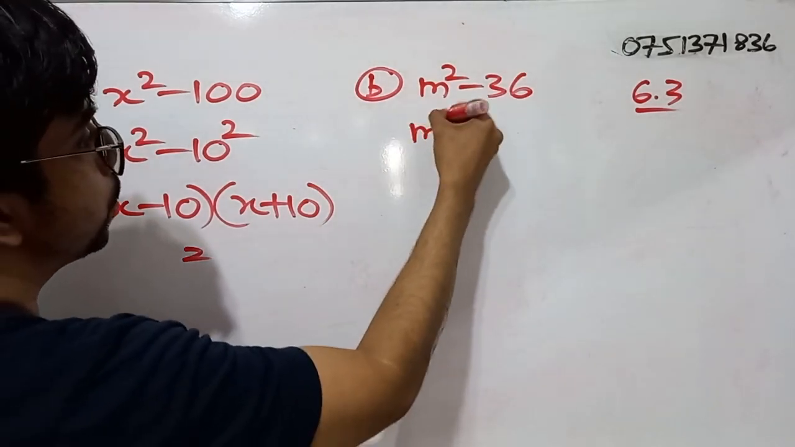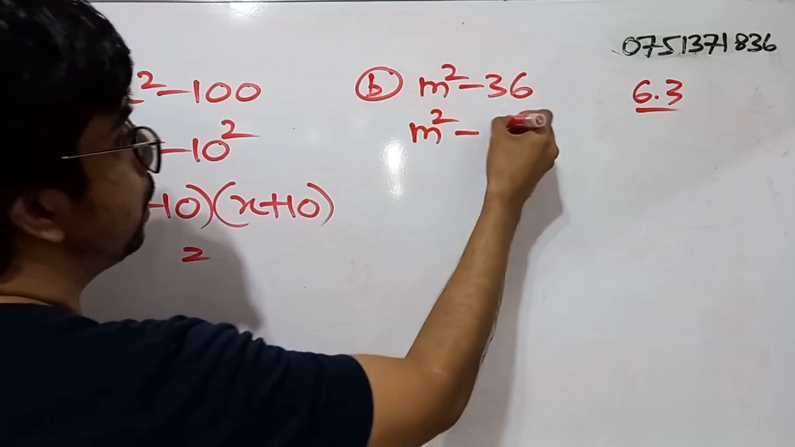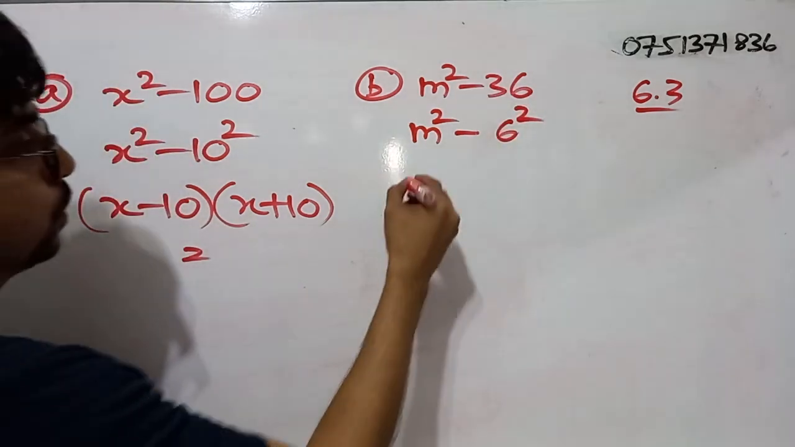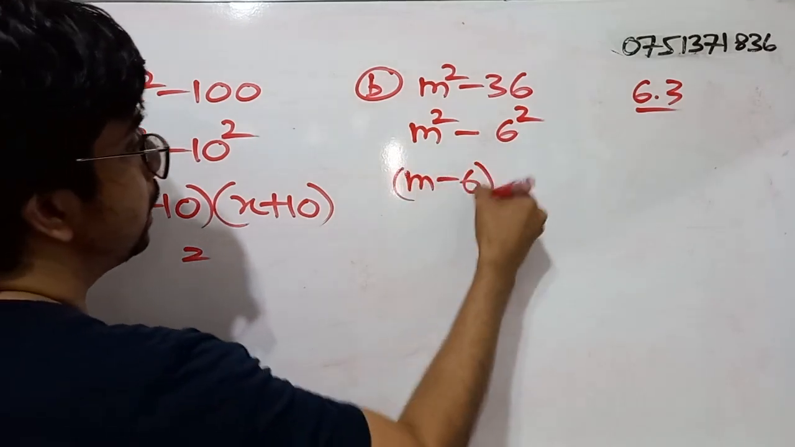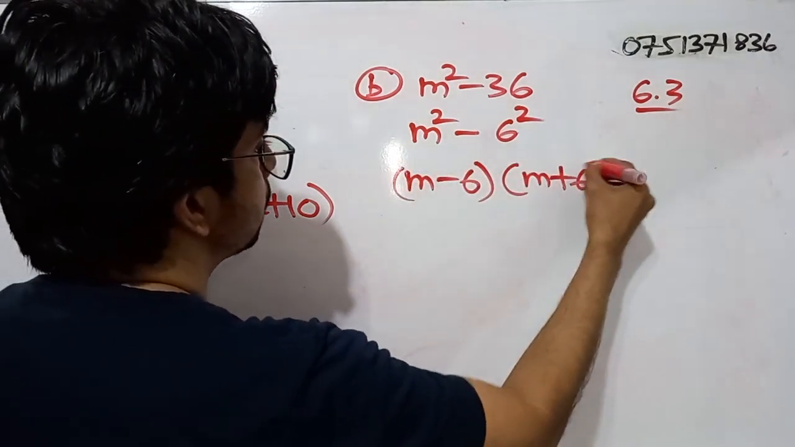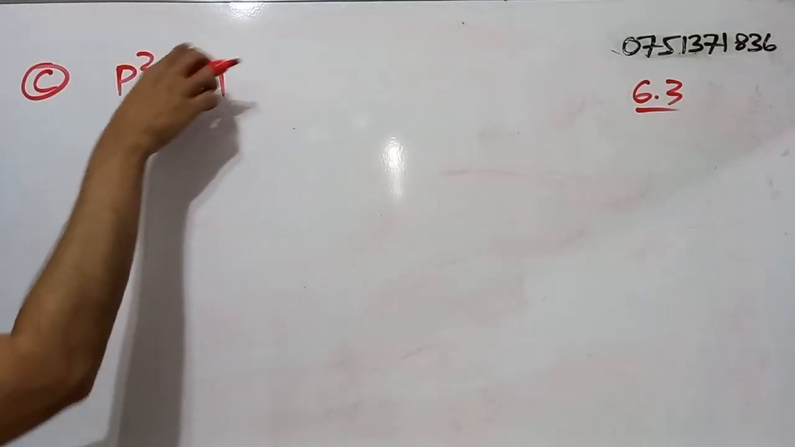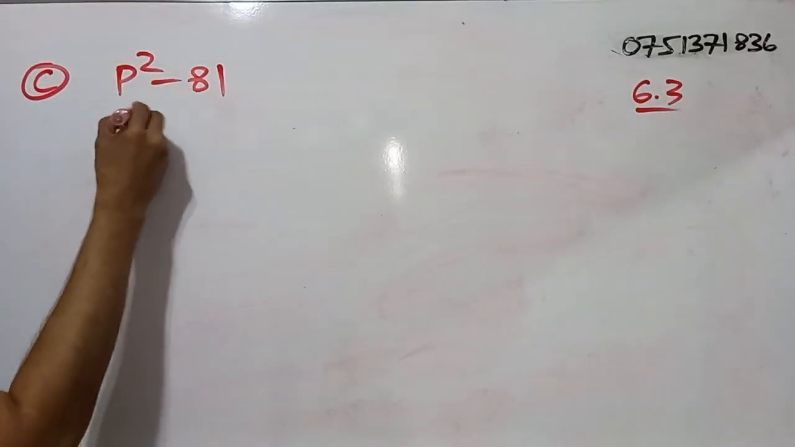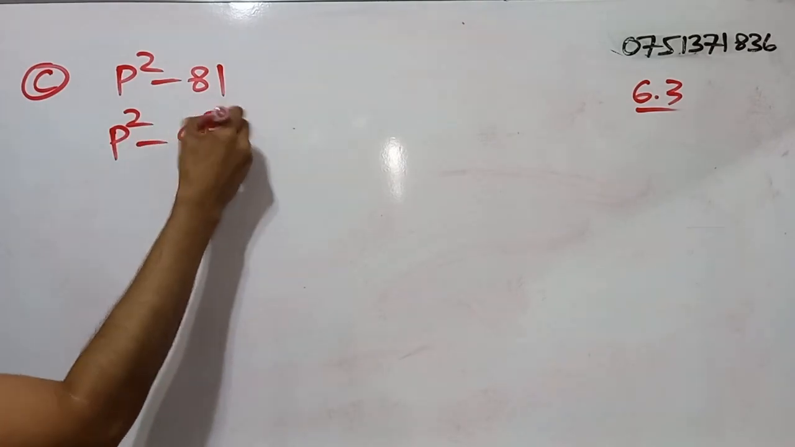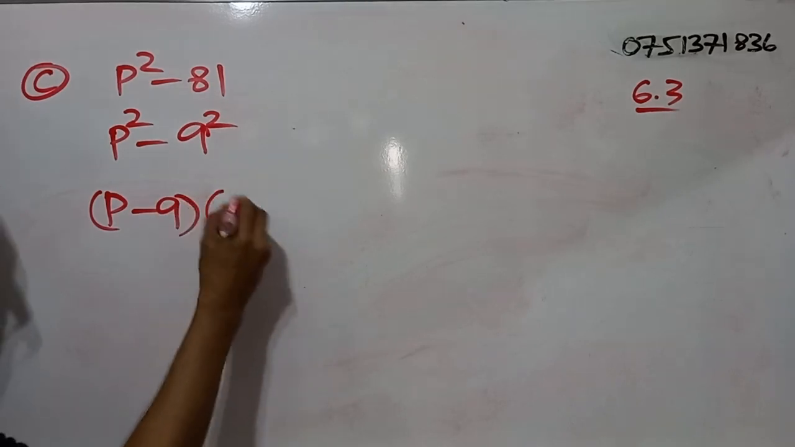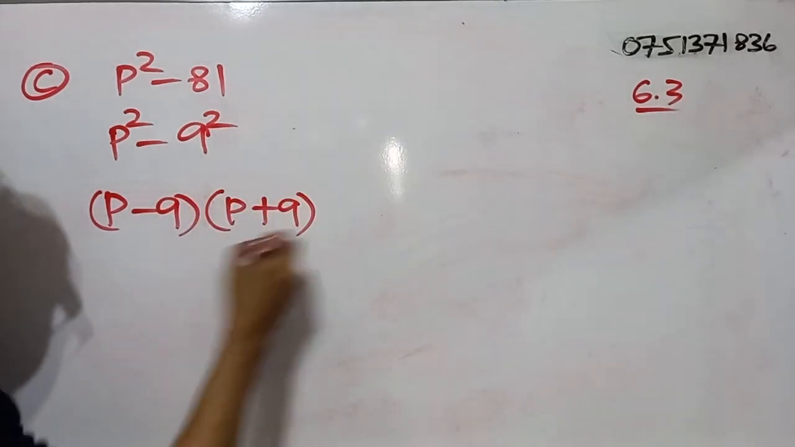So simple B, this is the one we have. So m squared minus 36, we can rewrite that as what? 6 to the power 2 or 6 squared. So that means m minus 6, m plus 6. So this is the answer. Right. C. So we can rewrite 81 as what? P squared minus 9 squared. So that means P minus 9, P plus 9.